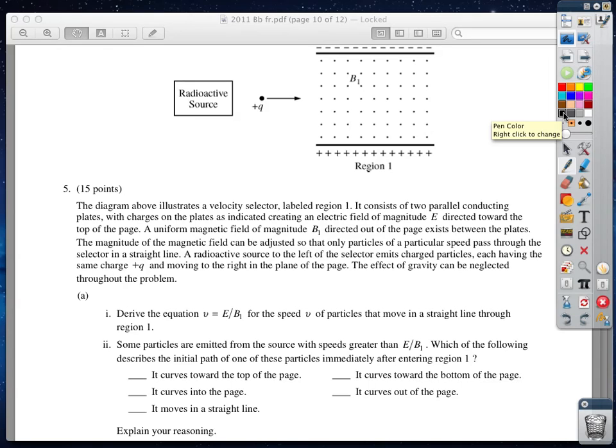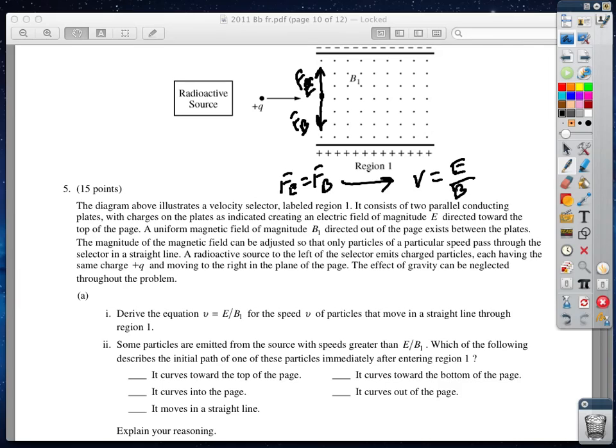Just by way of quick review, remember our force diagram here, FE and FB. You hear things hitting the board when people throw stuff at it. These two forces are canceling out, right? And all we did was say FE equals FB, and then we got down to V is E over B. So we said EQ is equal to QVB sine theta, the Q's cancel, and we got V is equal to E over B. So that's how we did that.